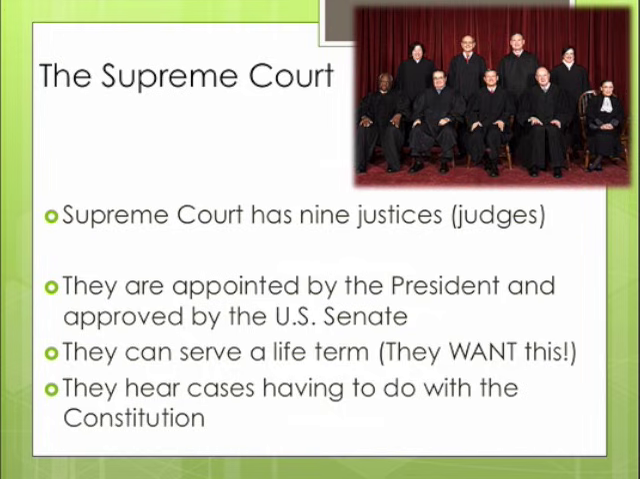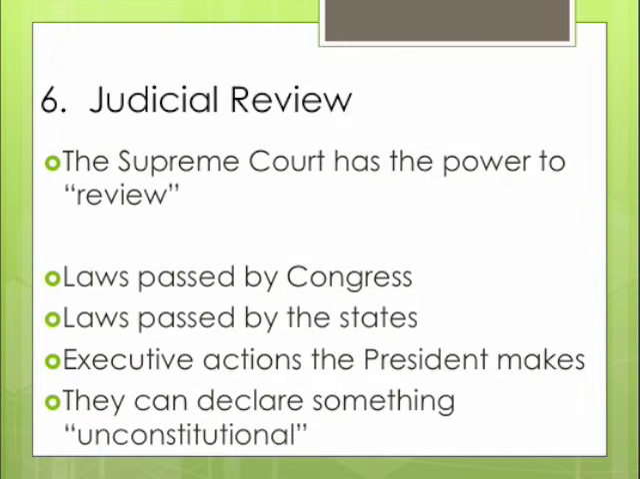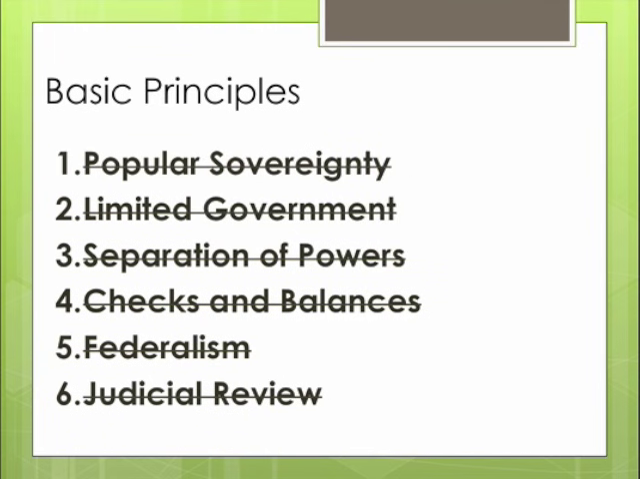These justices then are going to hear cases having to do specifically with the Constitution. Now, early in American history, the Supreme Court established this principle in which it has the power to review laws previously agreed to. These could be laws passed by Congress, laws passed by the states, or they could simply be executive actions that the president of the time is going to make. The Supreme Court then can declare any of these laws or actions unconstitutional, and that ultimately makes up the last principle of the Constitution, judicial review.